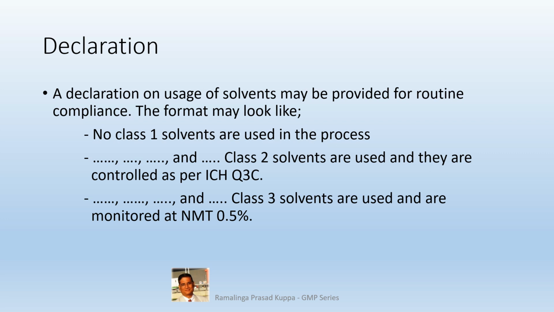A declaration on usage and controlling of different classes of solvents can be given as in this example. If no class 1 solvent is used in the process, the declaration is accepted. It must be understood that if tested for class 1 solvents for this product, the test would pass the requirement. Similarly, you can list out the class 2 and class 3 solvents and declare that they will be controlled within the limits as prescribed in ICH Q3C.